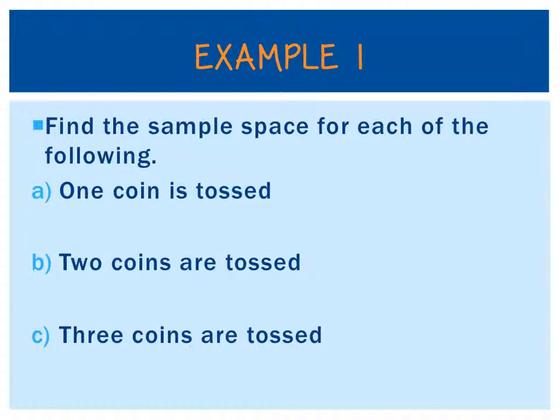Example 1 says to find the sample space for each of the following. So we're just listing the possible outcomes for each. The first one says 1 coin is tossed. If you toss 1 coin, what are the possible outcomes? Heads or tails. That's your sample space. 1 heads or 1 tails.